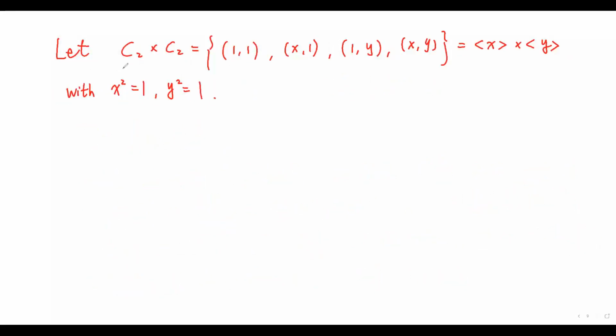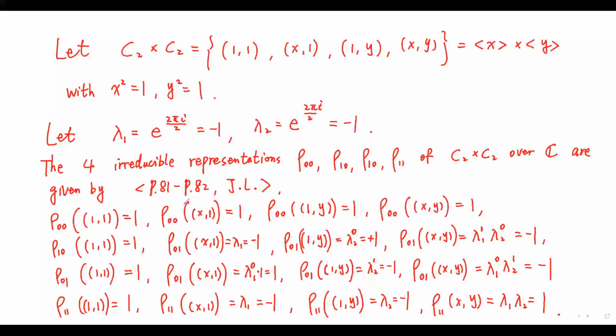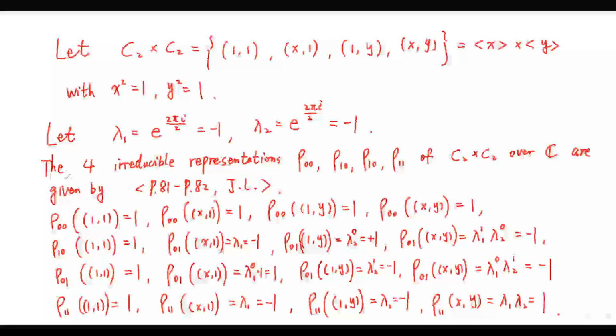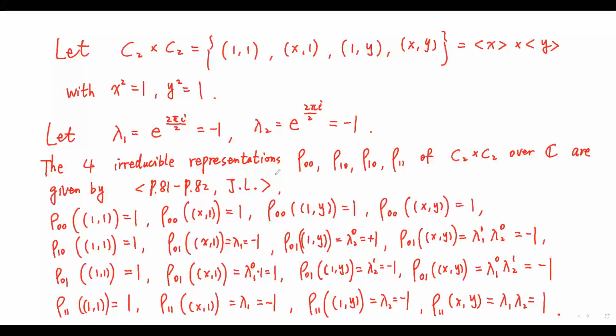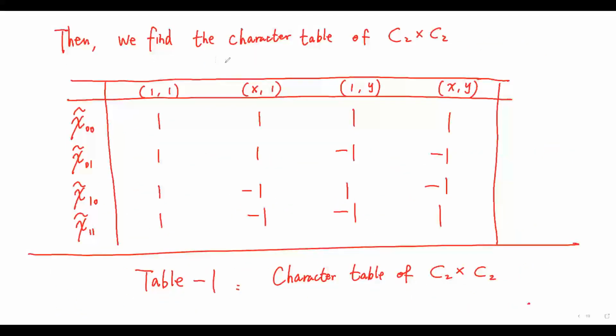Now we can write the direct product of C2, C2 in this form. Let lambda 1 and lambda 2 equal this one. Then from this book at page 81 to page 82, we see that the 4 irreducible representations of C2 times C2 over C are given by those values. So we find the character table of C2 times C2 given by this table.